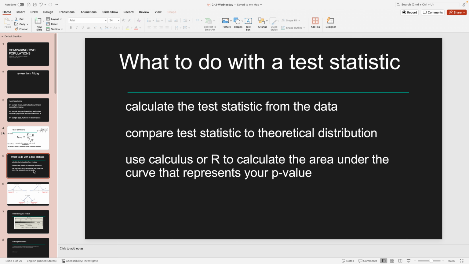Given our data and our null hypothesis, we compute this test statistic, and we compare it to where it should be, or how likely it is to observe the data, using the theoretical distribution. Then you'll use statistical software such as R or Python to calculate your p-value. Implicitly, it's using some calculus to calculate the p-value by calculating the area under the curve of a t-distribution.